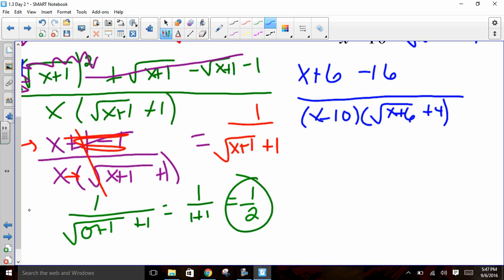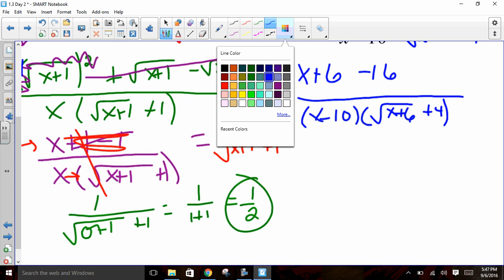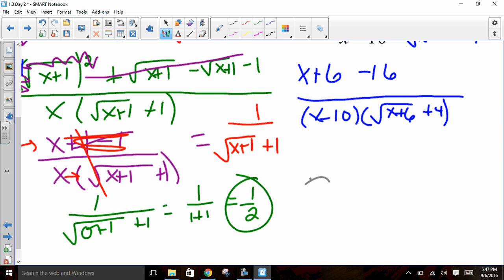Alrighty, let's take a look at trying to find a different color. Let's try gray. Okay, not that bad.